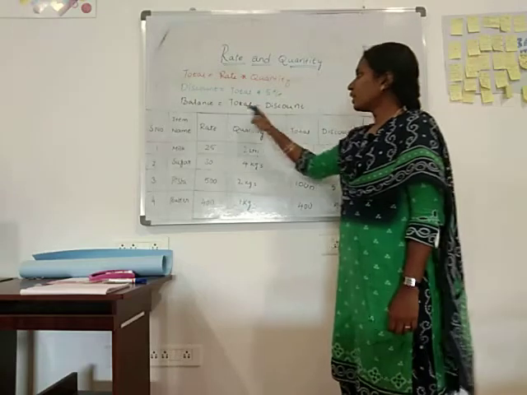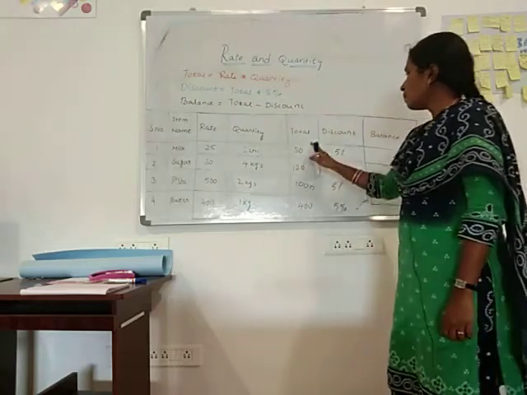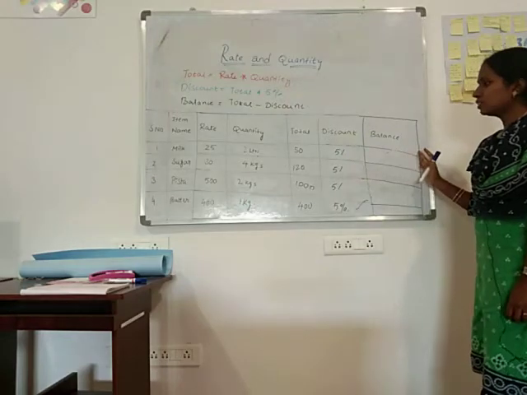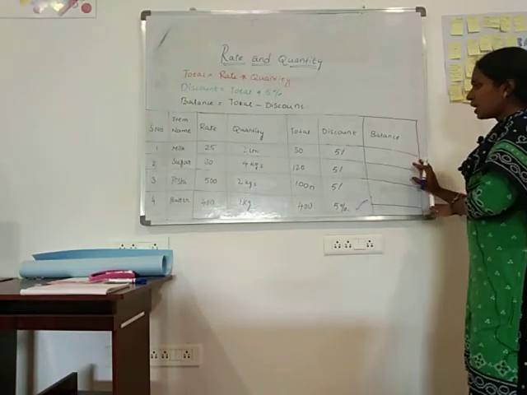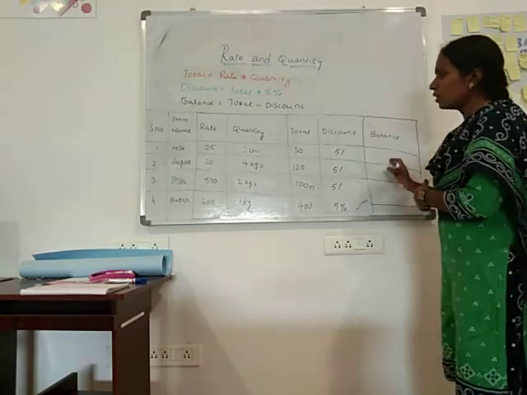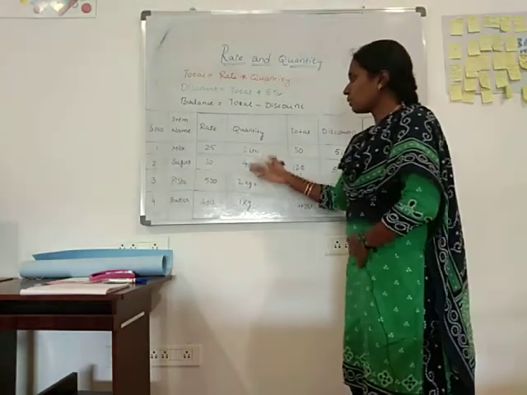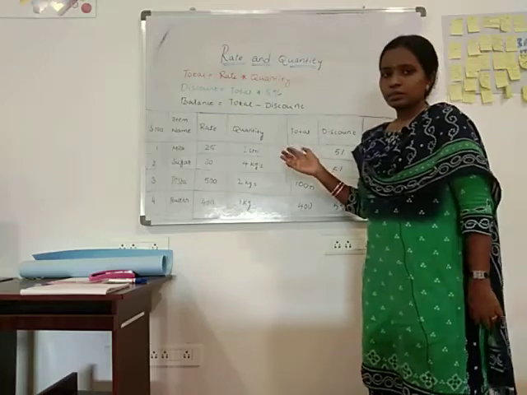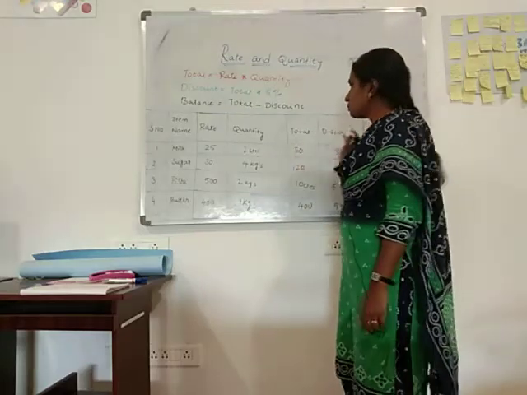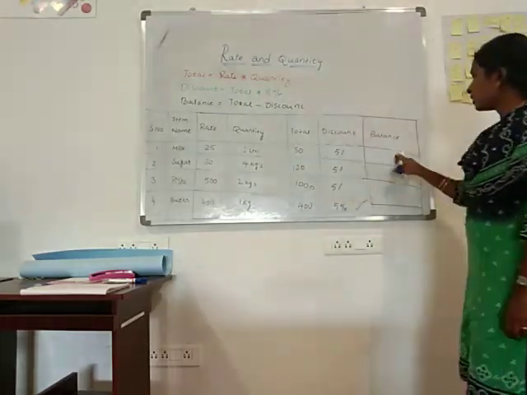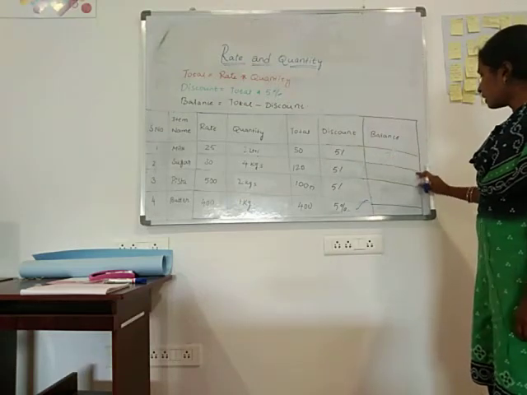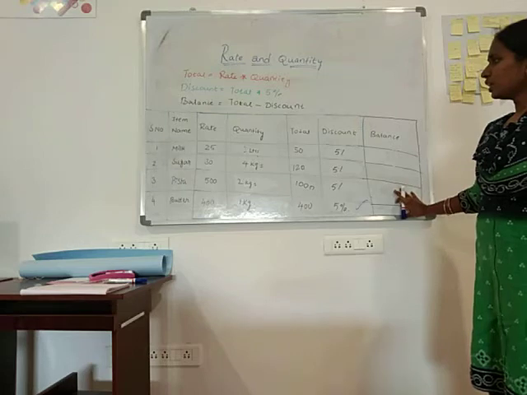Next, how can we get the balance? By subtracting the discount from the total we will get the balance. After getting the balance, the person who is buying the products from the dealer has to pay the balance amount to the market dealer. So just calculate the first cell, and after getting the balance you just drag the remaining cells, and we will get them automatically.